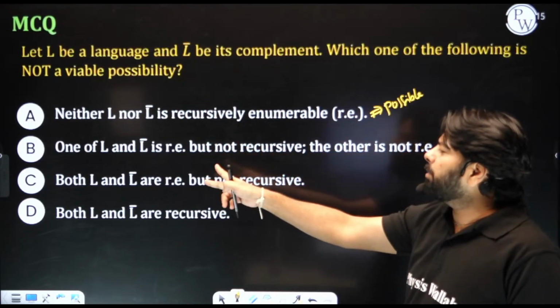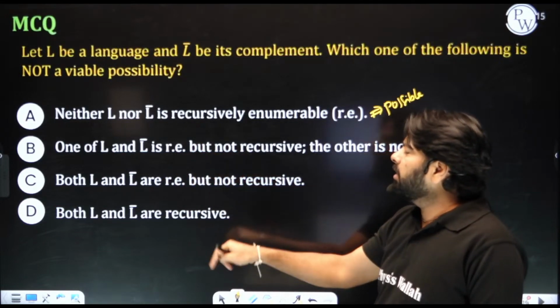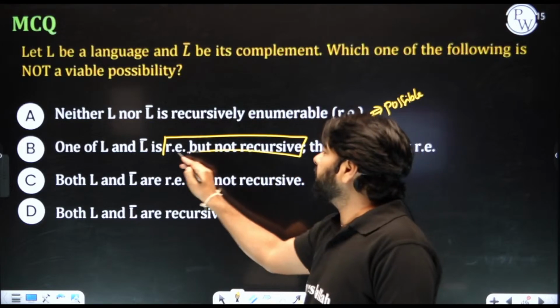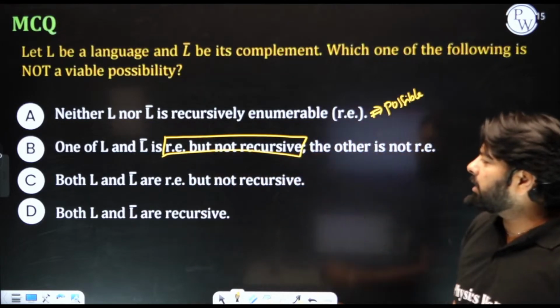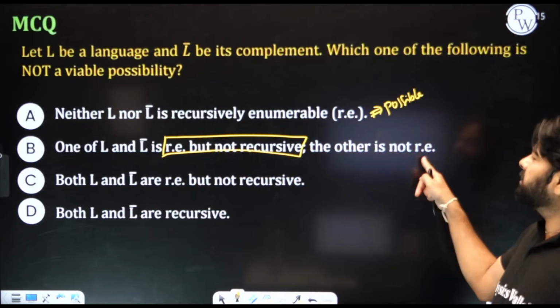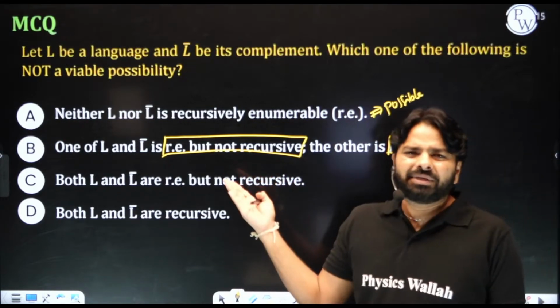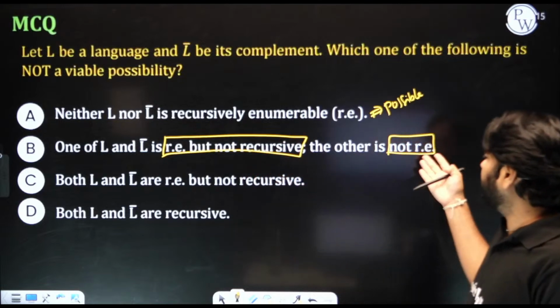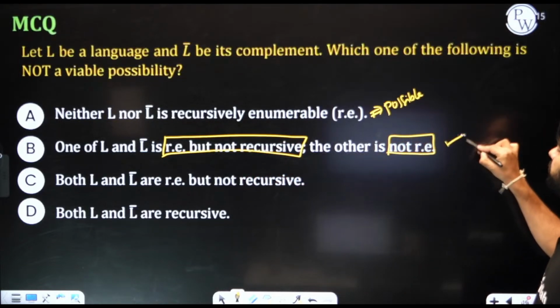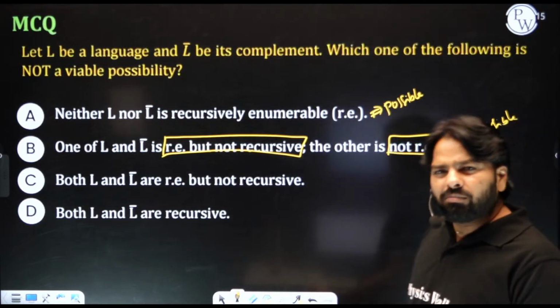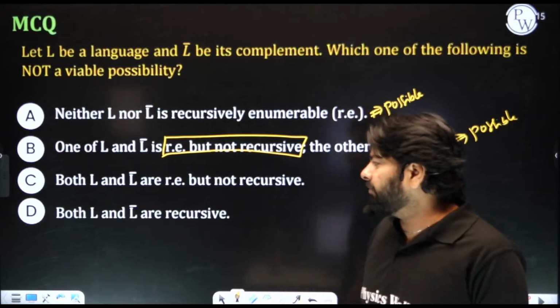L and L complement, one of them is RE but not recursive. See here, this is important. Either L or L complement is RE but not recursive, and the other is not RE. Yes, exactly, that is right. If any one of them is RE but not recursive, its complement has to be not RE. This is also possible, because we know that for an RE but not recursive language the complement is not RE; we have seen a lot of examples.